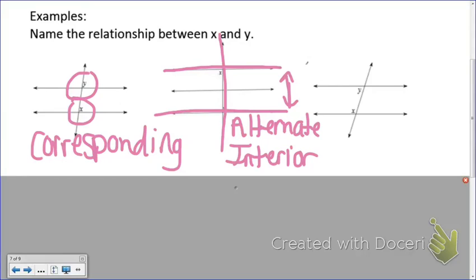The last pair, notice they're both interior angles. They're inside my 2 lines. They are on the same side of the transversal, so therefore they are same side interior angles.